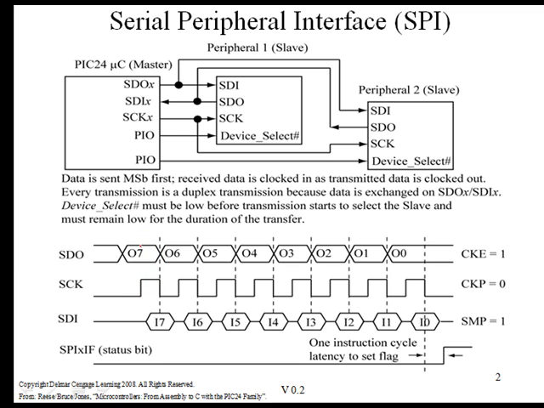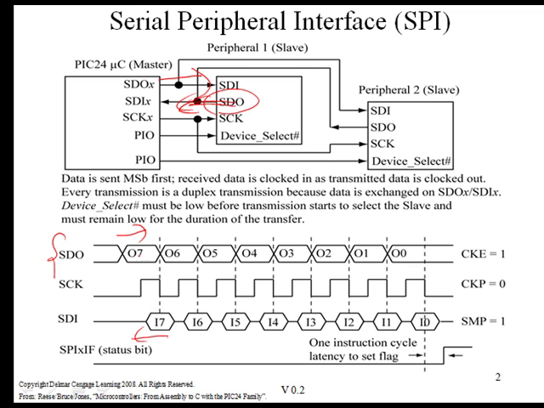Notice that data is sent most significant bit to least significant bit. This is reversed from the asynchronous serial protocol that we had previously, that was sent least significant bit to most significant bit. The reason that this SPI protocol is called full duplex is because anytime the PIC24 provides data, the peripheral always provides data back. So every transfer involves data going to the peripheral and data coming back, even if the data coming back is going to be ignored by the PIC24, and that's often the case.